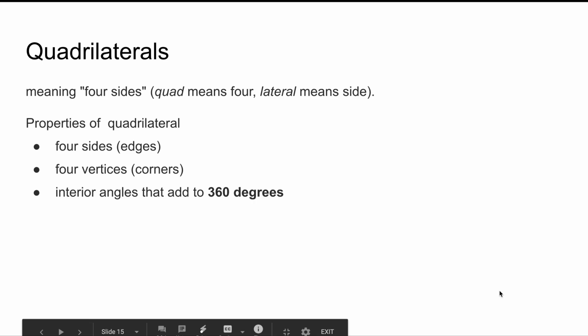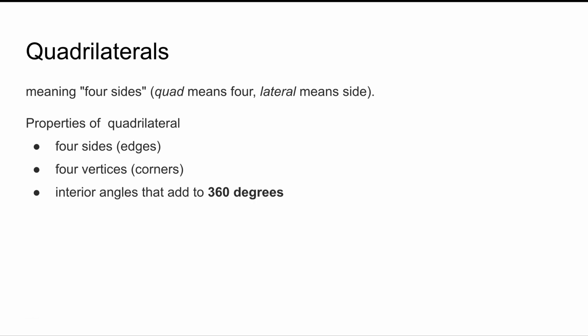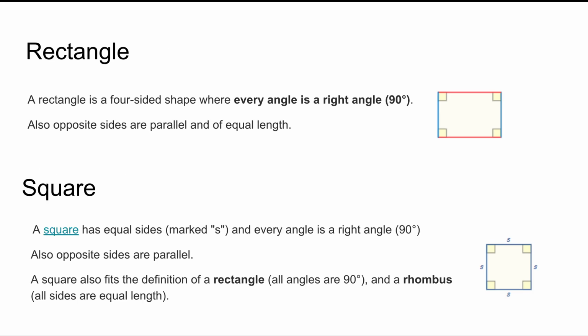Okay, quadrilaterals. Quad means 4, lateral means sides. So quadrilateral means when you have a 4-sided polygon, we call that a quadrilateral. What are the properties of a quadrilateral? Of course, you need to have 4 sides, 4 edges, or 4 vertices, and interior angles that add up to 360 degrees, no matter what shape of quadrilateral you have. The sum of interior angles has to be 360 degrees. So, quadrilaterals have a lot of different shapes.